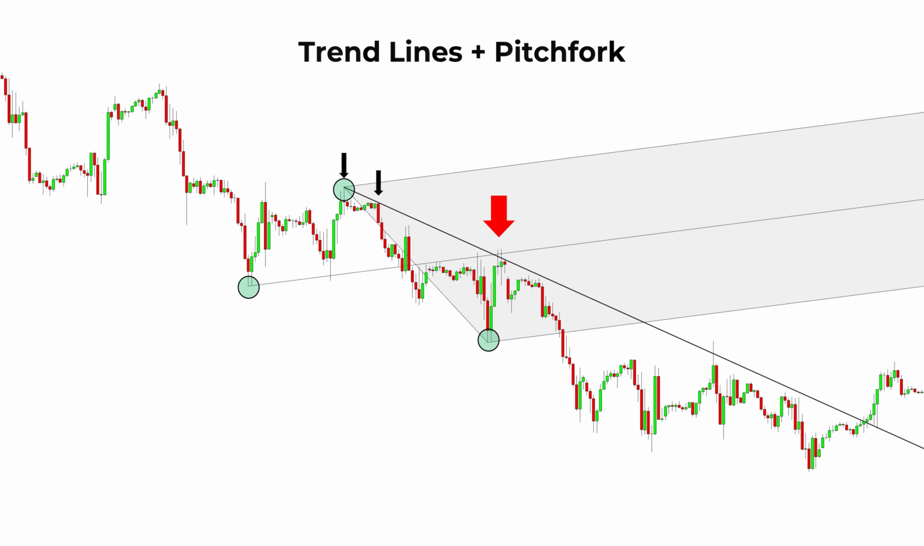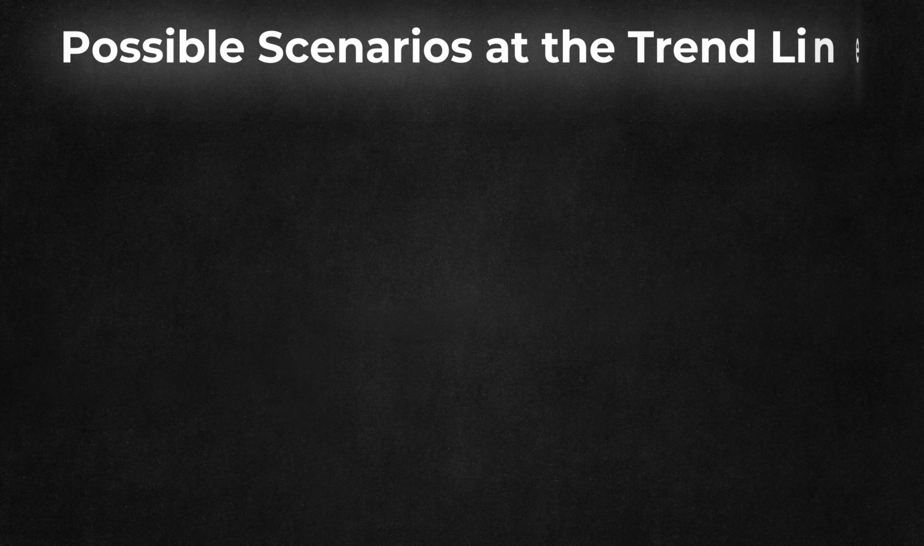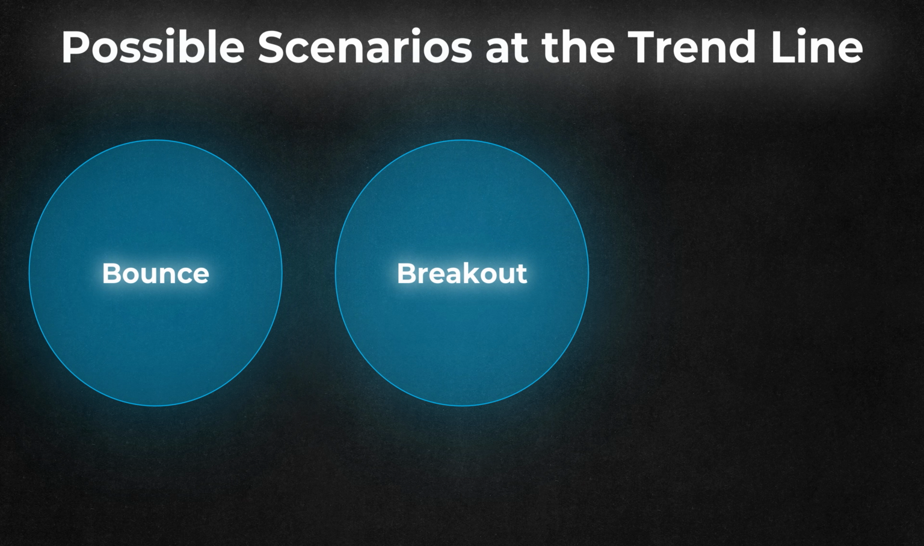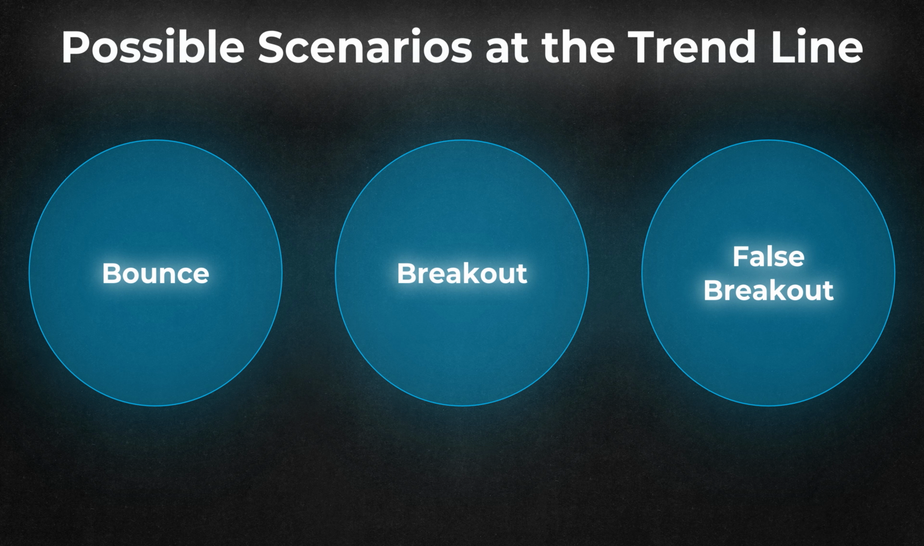Whenever you draw a trend line, you naturally expect price to respect and bounce off of it. However, there are a few different things that can happen when price reaches a trend line, and by being aware of these possible scenarios, you can anticipate what the market will do and adapt your strategy in real time. At the trend line, price action can bounce, it can produce a breakout, or it can produce a false breakout. Let's quickly explore each of these three scenarios.